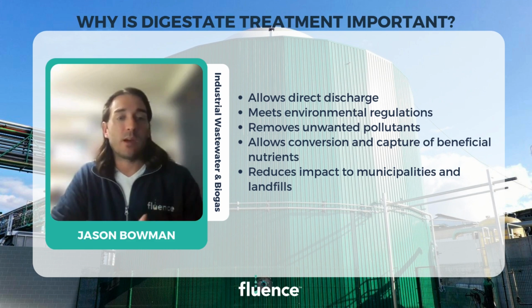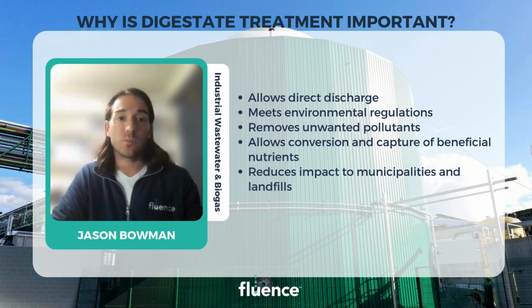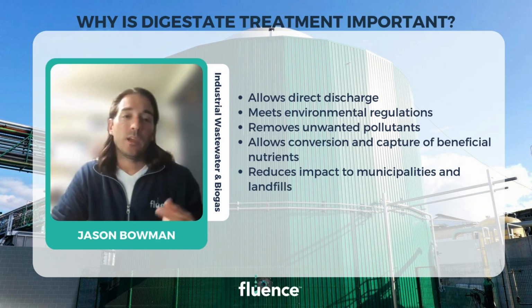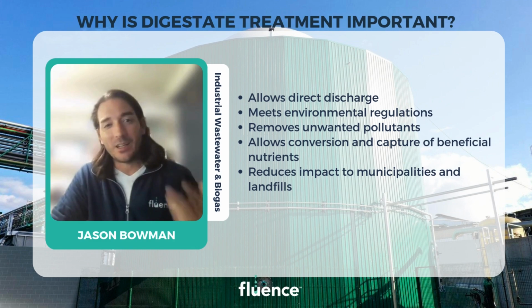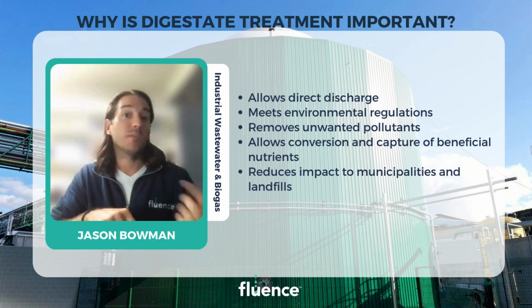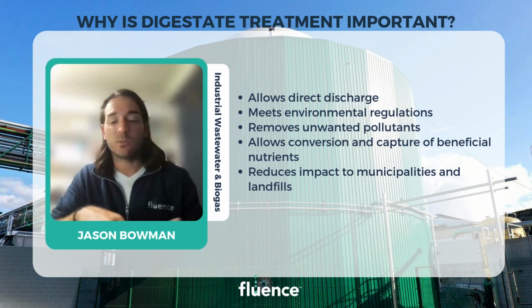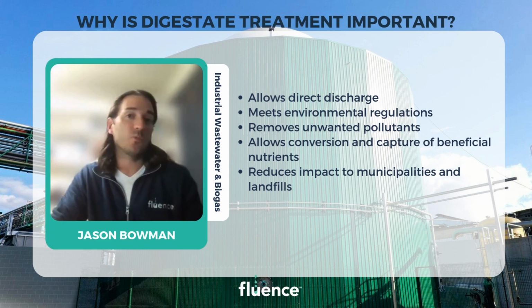Number 2, it helps us meet environmental regulations. This could mean, again, meeting those POTW discharge limits, or meeting surface water, or getting to a point where we can actually irrigate all of this water at the end. Number 3, it also removes other pollutants like salts and metals that are not beneficial. Number 4, it allows us to biologically convert certain nutrients into forms that can be captured and put to beneficial use in other areas. And number 5, it helps to reduce the impacts to cities and landfills. So we're not hauling as much, we're not overloading the municipal sewer systems, the municipal wastewater plants, etc. For all these reasons, it's crucial to consider and to have digestate treatment on site.